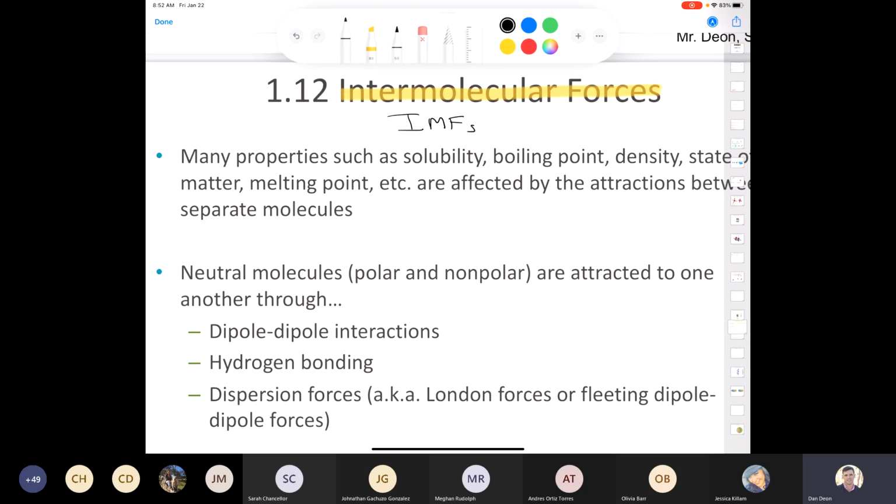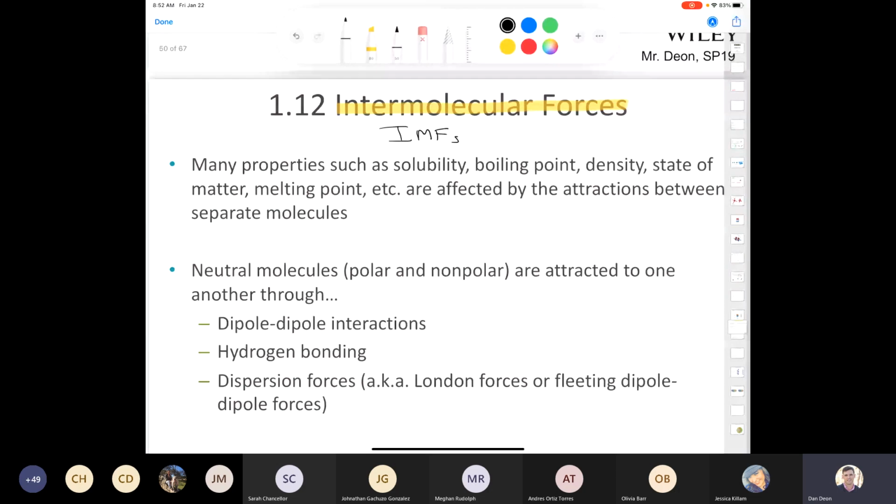I'm kind of being facetious here, but the idea is that intermolecular forces are so crucial for your understanding of chemistry. Think about any subject that you've ever enjoyed in your life. Was it a subject that you were confused about the whole time? No, it was something that you understood. When you understand something, you enjoy it more. And so intermolecular forces are crucial for your understanding of physical properties, things like solubility, boiling points, density, state of matter (solid, liquid, or gas), melting points, etc. All of these are going to be affected by the attractions between separate molecules.